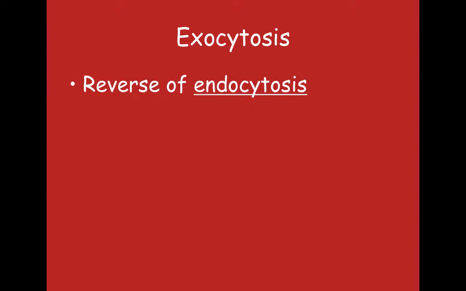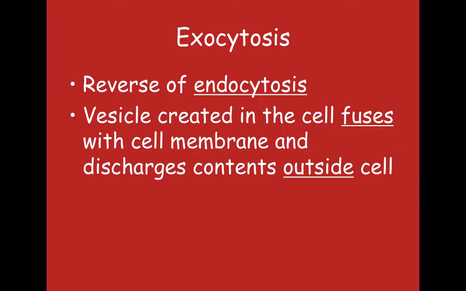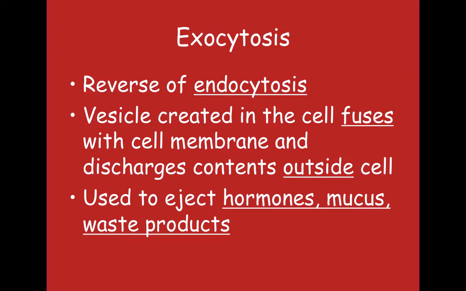Exocytosis is simply the reverse of endocytosis. We create the vesicle inside of the cell, and we actually kind of spill its guts out into the outside. Some things that we use this for are things like hormones, mucus, and even waste products.